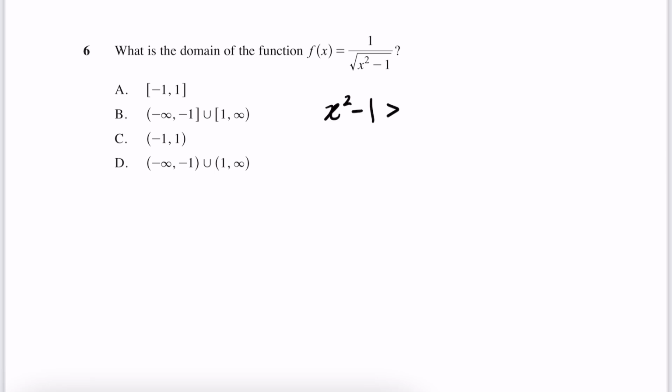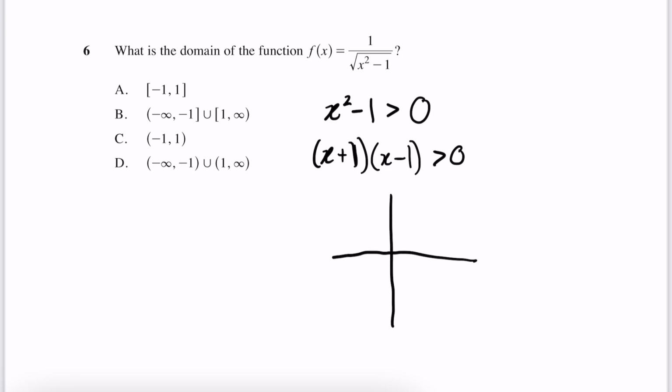So it needs to be greater than 0, and it's not greater than or equal to 0 because it can't be 0 because it's on the denominator. So it's just strictly greater than 0. In order to solve this equation, we factorize, and we can use the difference of two squares. And we can then draw a parabola, and we can see here that this is a parabola that has x-intercepts at -1 and positive 1.